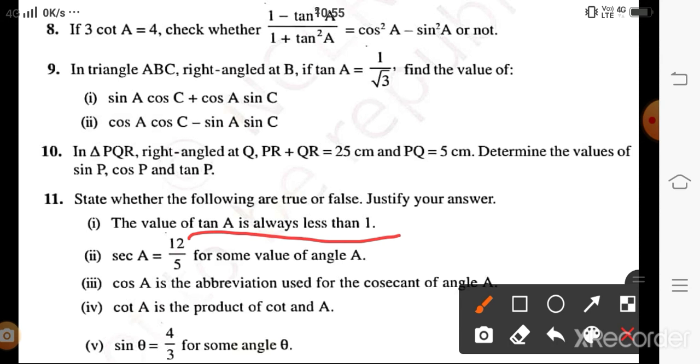Cos A is the abbreviation used for cosecant of angle A. Cot A is the product of cot and A. This one is important, the fourth part. This is not the product. If you have written cot A, it doesn't mean that A is multiplied with cot. This is only the form. Now the third part: cos A is the abbreviation used for cosecant. No, it is also false because cosec is the abbreviation used for cosecant.